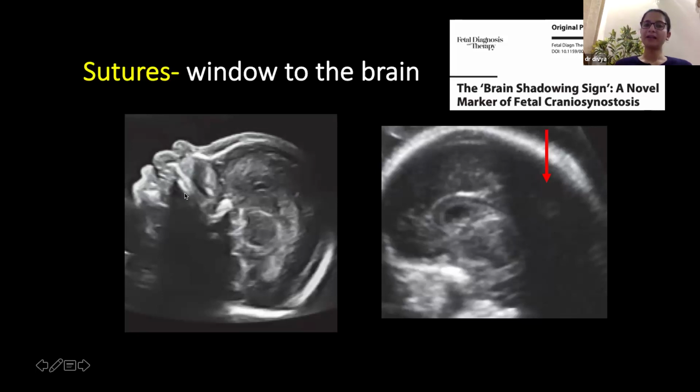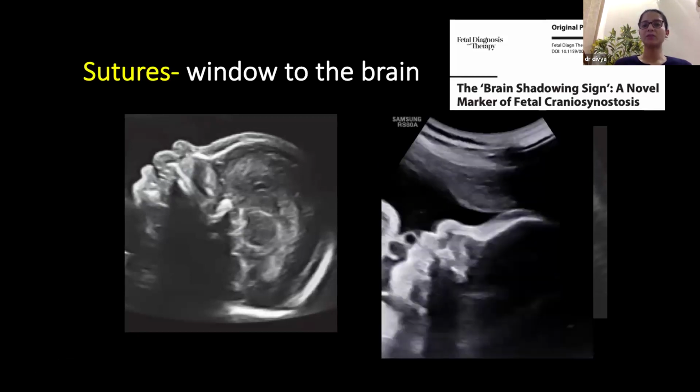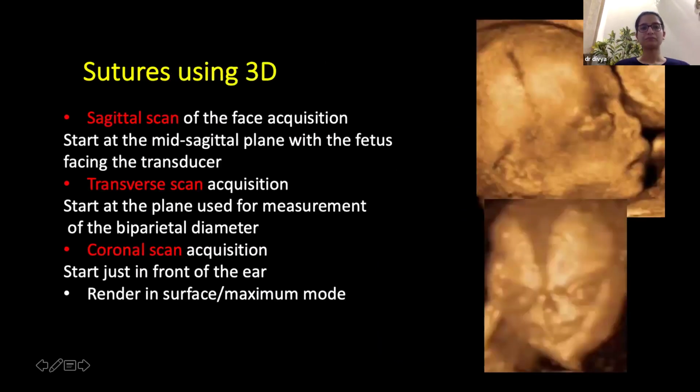So if you're confident in taking images when you see the face, you should also try to look at the brain. And if you're not able to see the brain for some reason, you should start thinking in terms of fusion of sutures, as I did in this case. Here I was seeing the sagittal section of the face, but no matter how hard I tried, I could not see the brain, and this was because this fetus had fusion, or craniosynostosis, of the metopic suture.